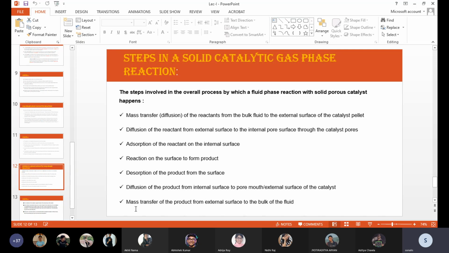And the last stage is mass transfer of the product from the external surface to the bulk of the fluid. The product has to go out from the catalyst surface. So this is the last mass transfer stage, where from the external surface of the catalyst, the molecule goes to the bulk of the fluid. These are the important 7 steps involved in the overall process of a fluid-solid catalytic reaction.